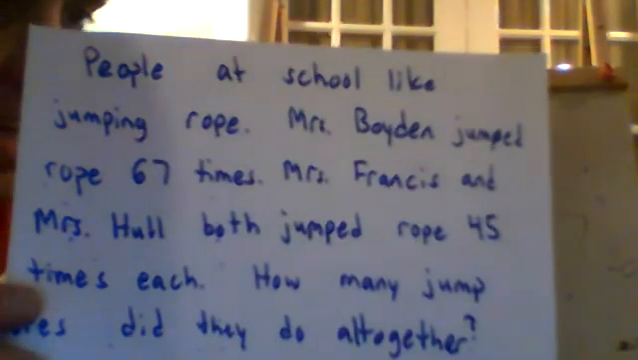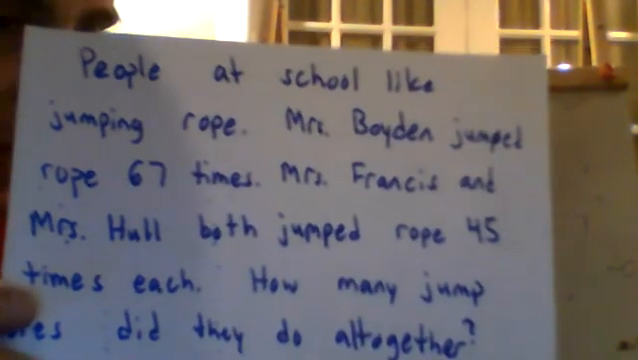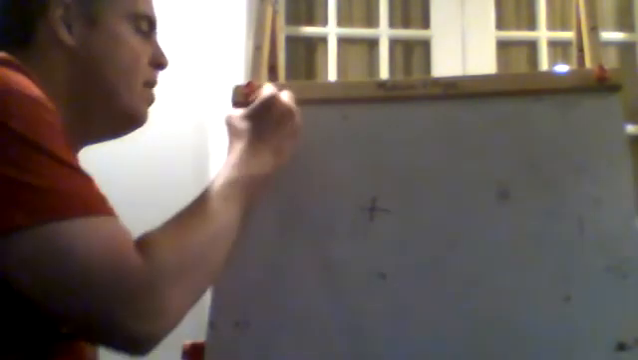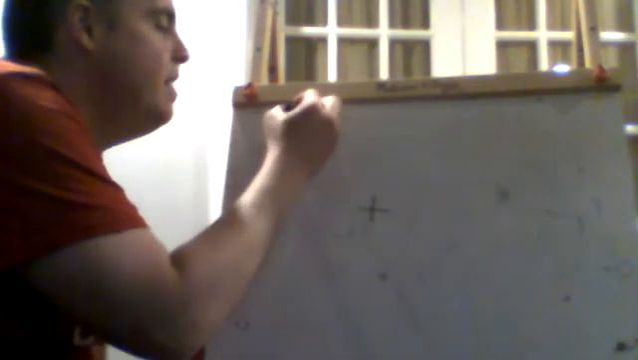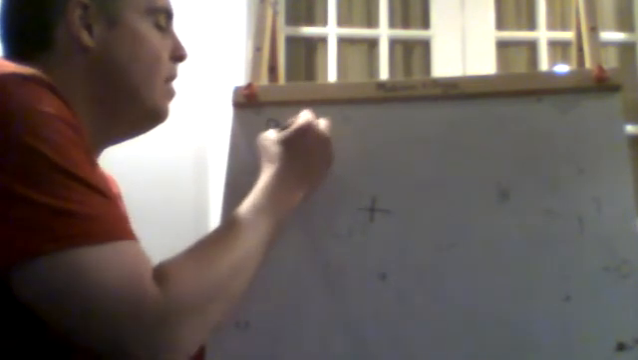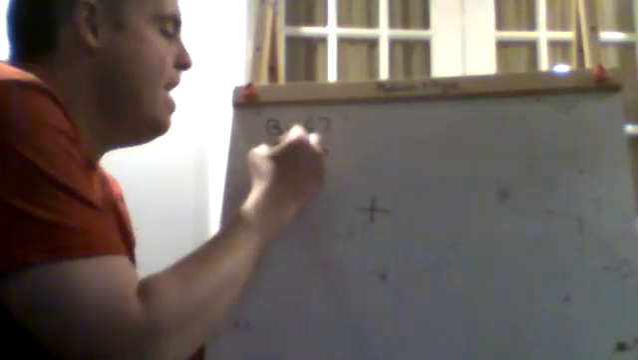Well, let's think about it. I'm going to put it up here again. People at school like jumping rope. Mrs. Boyden jumped rope 67 times. Mrs. Francis and Mrs. Hull both jumped rope 45 times each. How many jump ropes did they do all together? All right, so let's think about that. I'm going to put on the label here. B for Boyden, H for Hull, F for Francis. Boyden 67, Hull 45, and Francis 45.